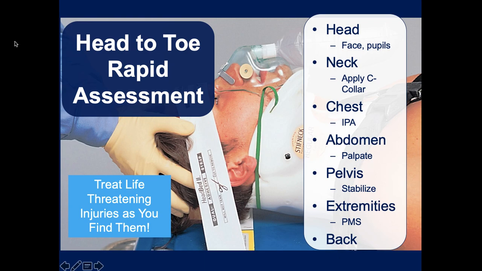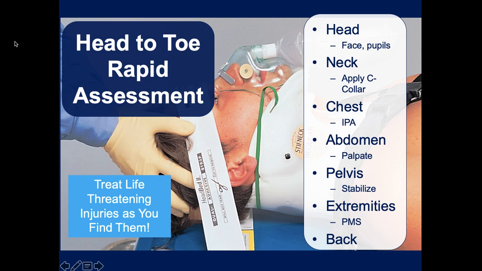And once we get done with the face and the head, we go to the neck. We check the anterior, posterior surface of the neck, looking for DCAP-BTLS, distended neck veins, deviated trachea, signs of trauma.